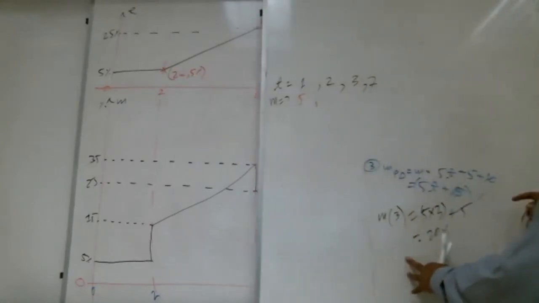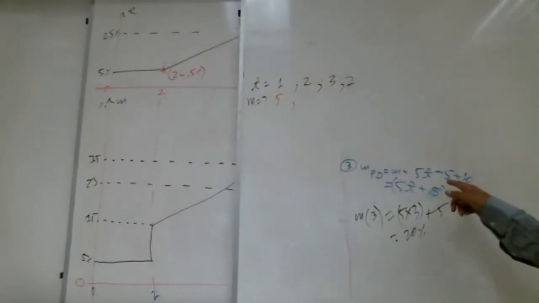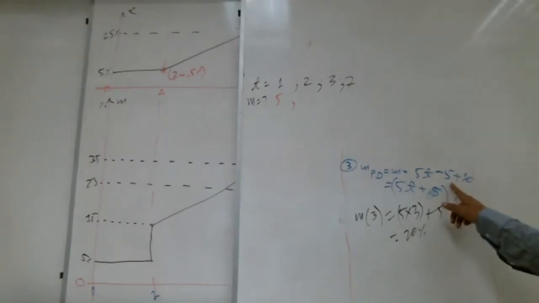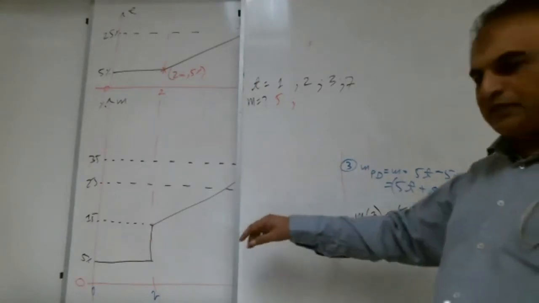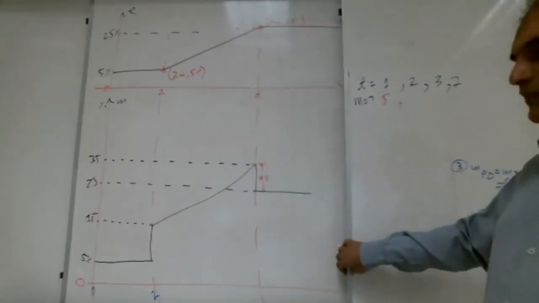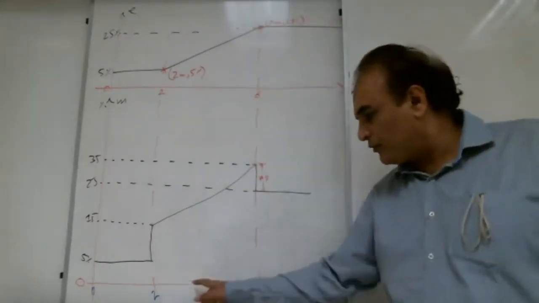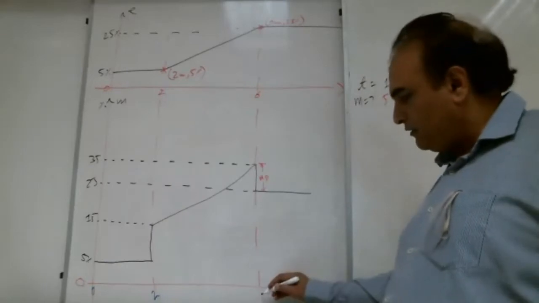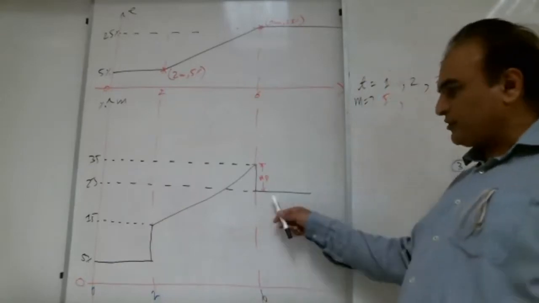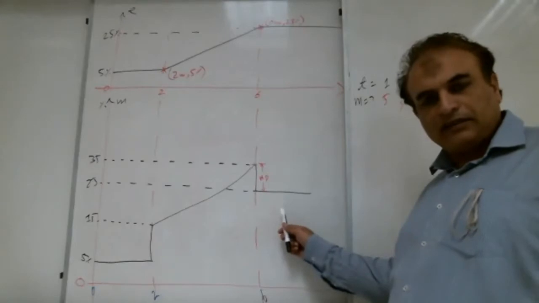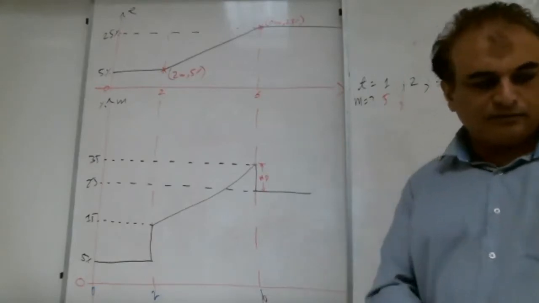This equation is valid from where to where? Shabab, this equation is good from where to where? From 2 to 6. Very good. A lot of brothers are writing. So this equation is good from 2 to 6, up to here. After 6, it is constant. After 6, it is constant, Shabab.